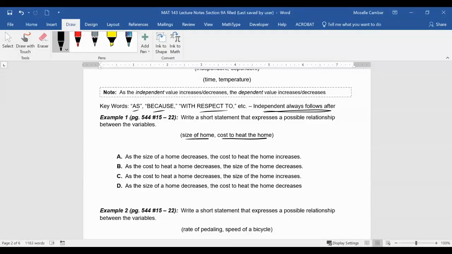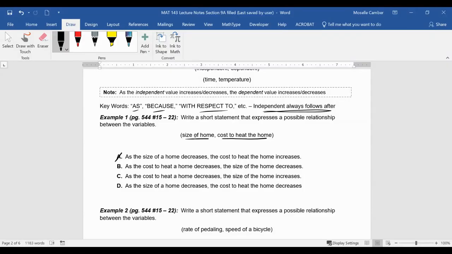So like for A, because the size of the home decreases, the cost to heat the home increases. Does that make sense? If the size decreases, so a smaller house, does that mean the cost is going to increase? Well, no, that doesn't make sense, right? So because the cost to heat a home decreases, the size of the home decreases. So because it's cheaper, that makes the size smaller? Well, it's not because the cost is cheaper, right?